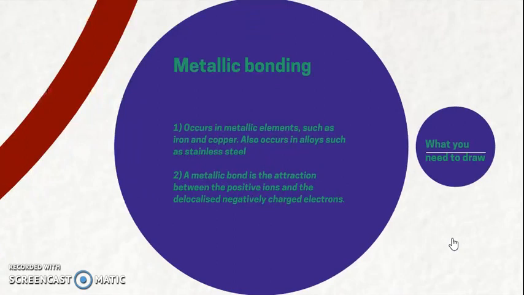Okay, so let's look at the last type of bonding then, and that's metallic bonding. It occurs in metallic elements such as iron and copper, and basically the transition metals. It also occurs in alloys such as stainless steel, and an alloy is a mix of materials where one is usually a metal. So a metallic bond is the attraction between the positive ions and the delocalised negatively charged electrons.